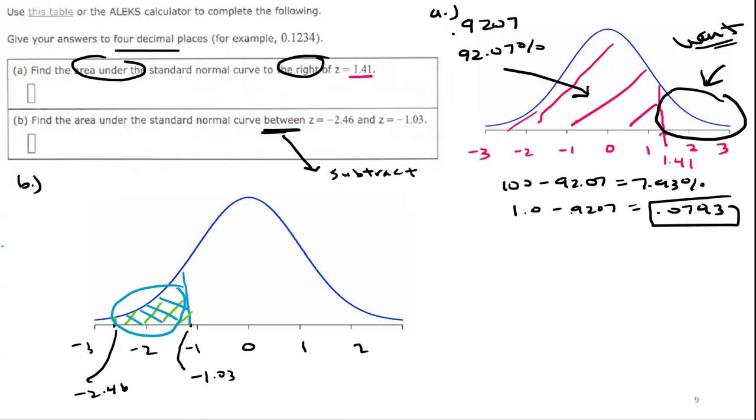But anyway, the key part here is when we see the word between, we want to subtract. And this is the piece of information that they want. So how do we do that? Again, we're going to have to find the areas for these corresponding z-scores. To save us some time, I have already found those.